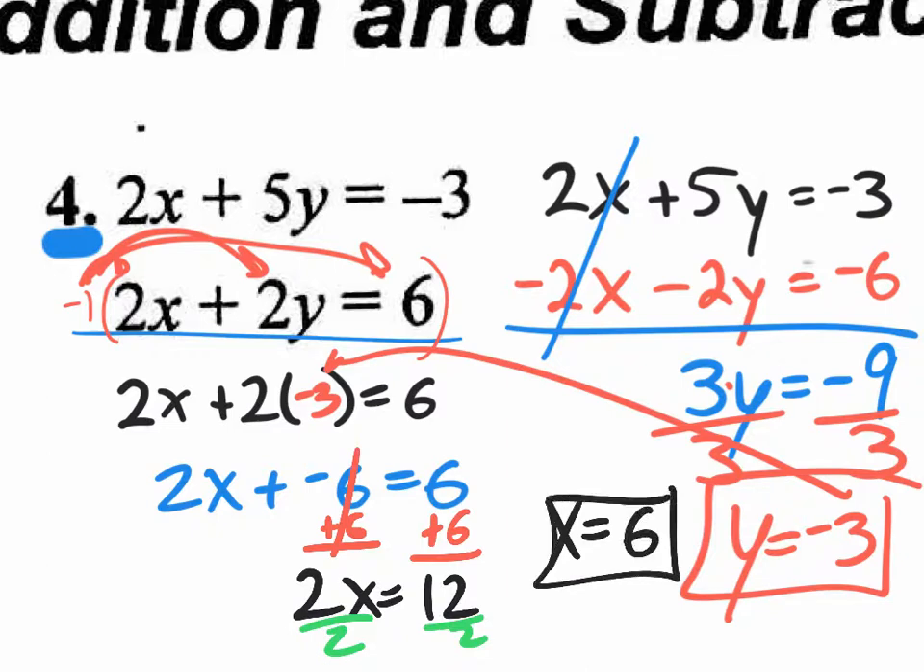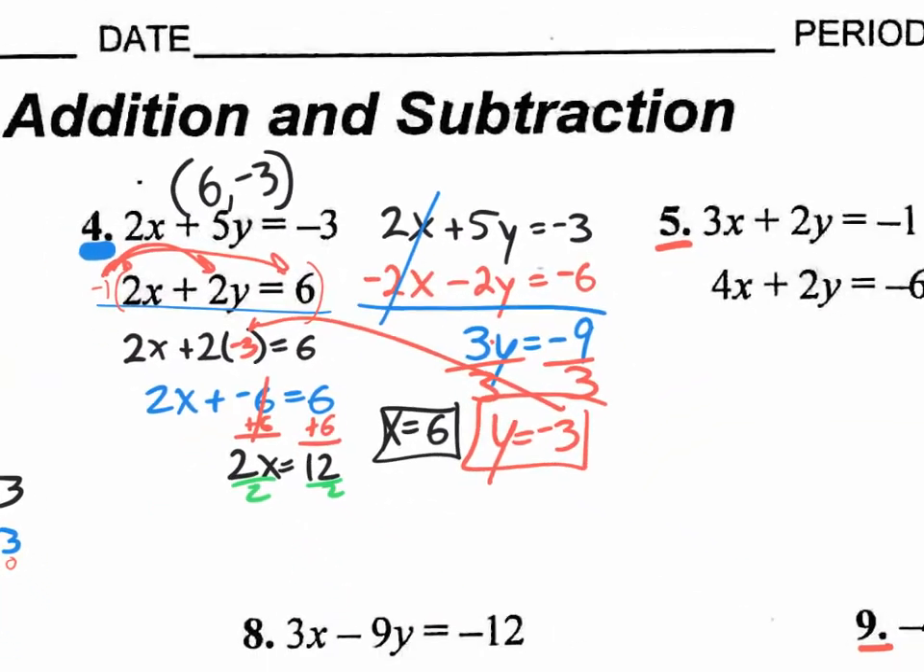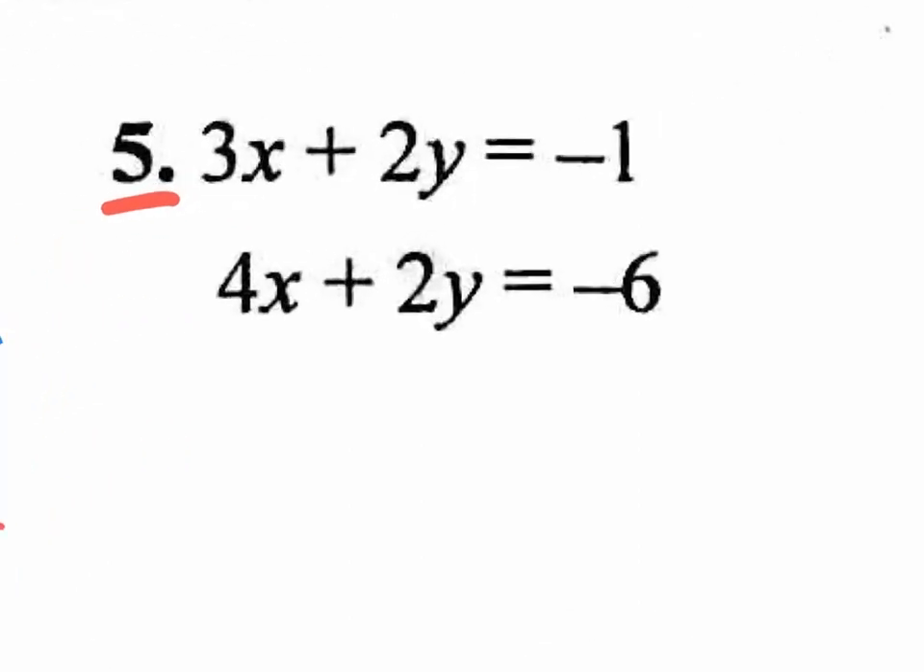So my answer to number 4 is 6 comma negative 3. Of course, if you have time, plug them back in to see if it works to double check. Let's move on. Number 5.